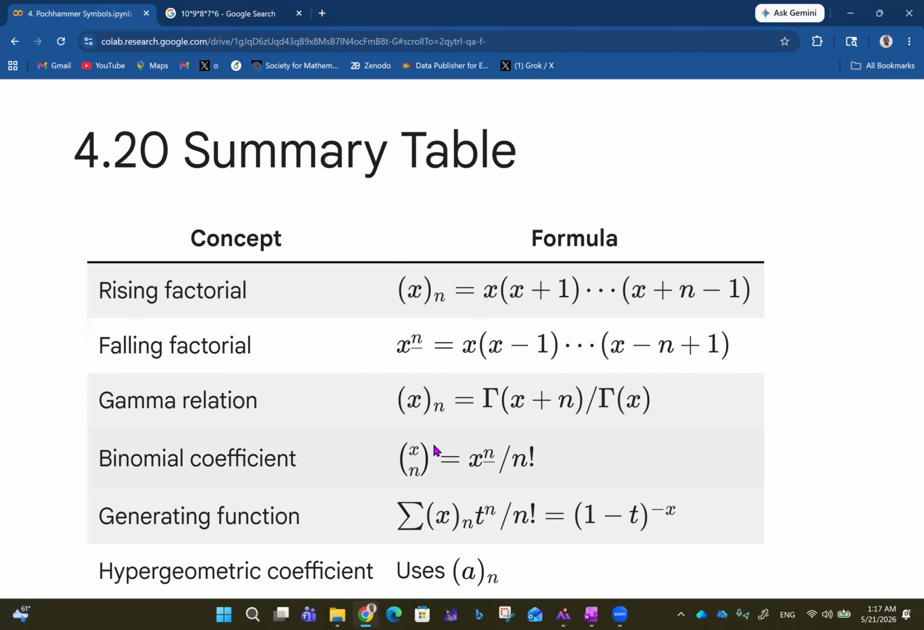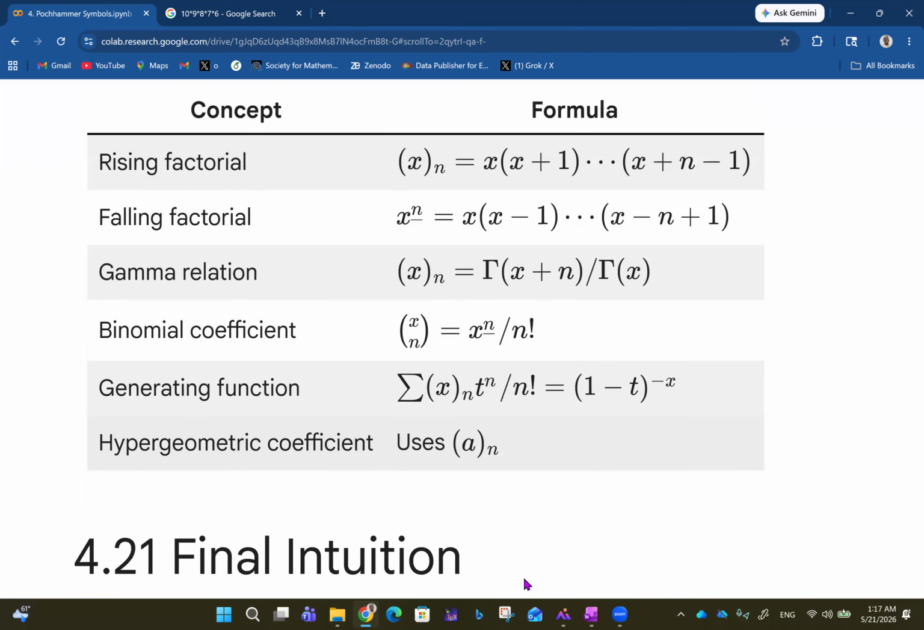Then binomial coefficient x choose n is the same thing as the falling factorial x sub n underscore over n factorial. Then we have generating function, summation of x sub n, that's rising factorial, multiplied by t to the n over n factorial, that's 1 minus t raised to the power minus x. Then hypergeometric coefficient uses a sub n, same thing.